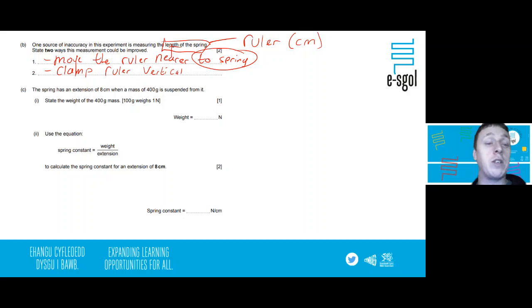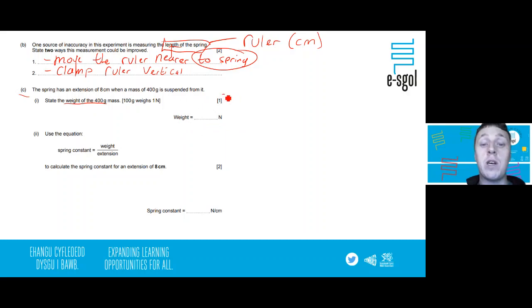So the first 2 questions are quite wordy. Understand the method for the experiment. Now this question C is looking at, here's information. Can we use that information to calculate a few things? Such as C, the spring has an extension of 8 centimeters when 400 grams of mass is suspended from it. So what we can do is look at part I, which is, what does this weight correspond to? For 400 grams in mass, we're expected to calculate it as newtons.